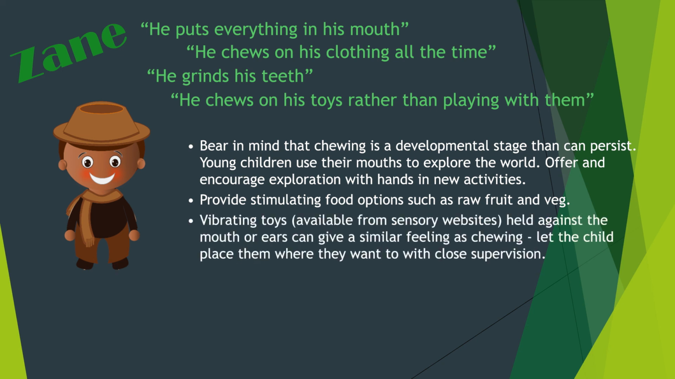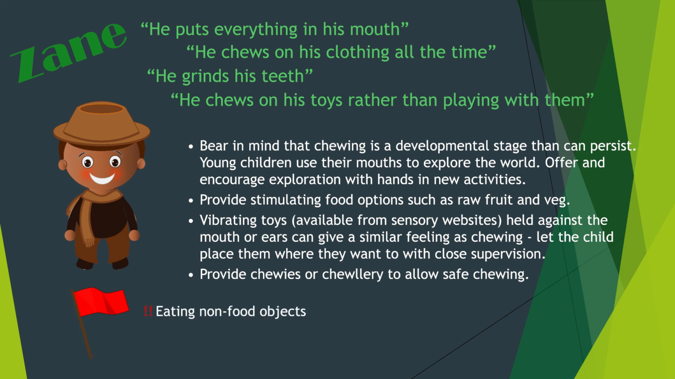Vibrating toys held against the mouth or ears can give a similar feeling as chewing. Let the child place them where they want, with close supervision. Provide chewies or jewellery to allow safe chewing. The red flags in Zane's case are eating non-food objects, putting unsafe objects in his mouth very regularly.